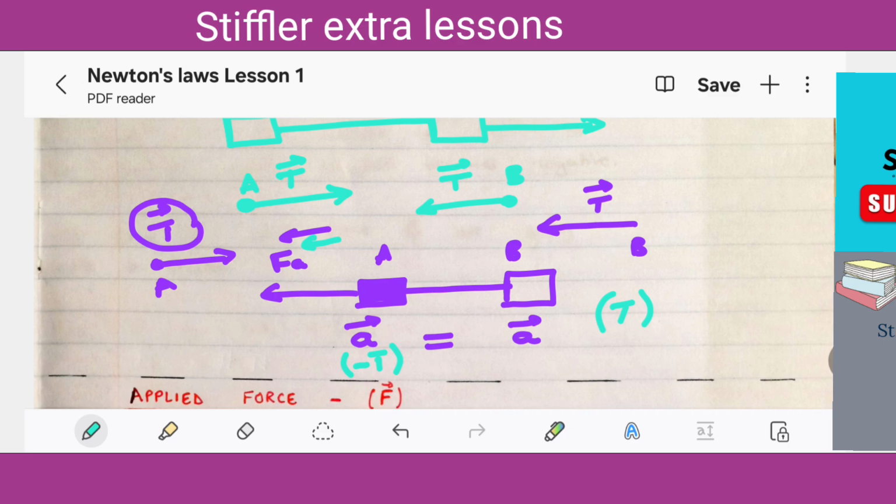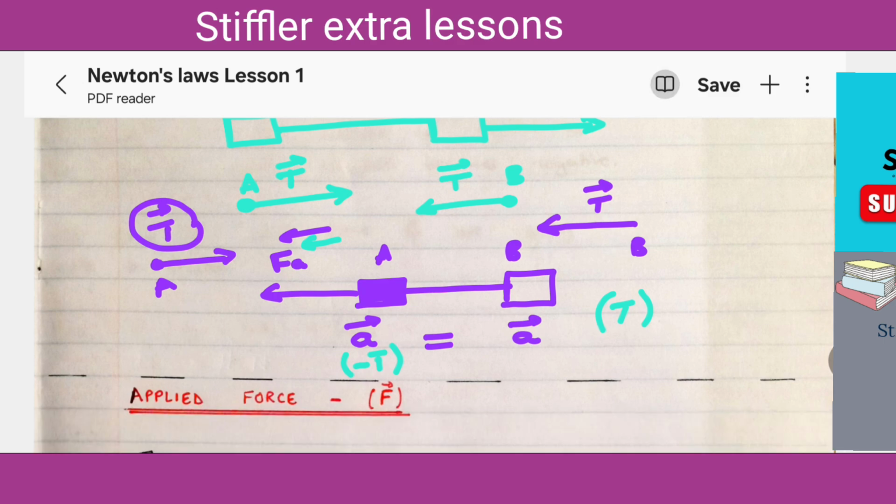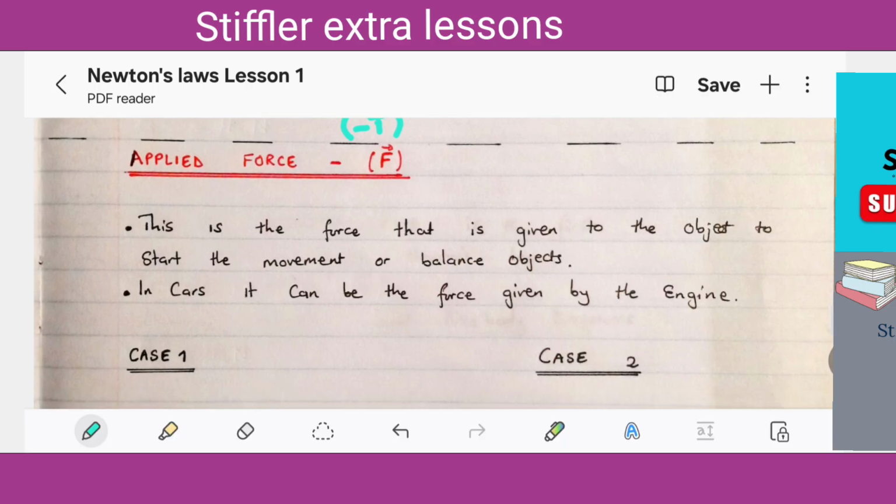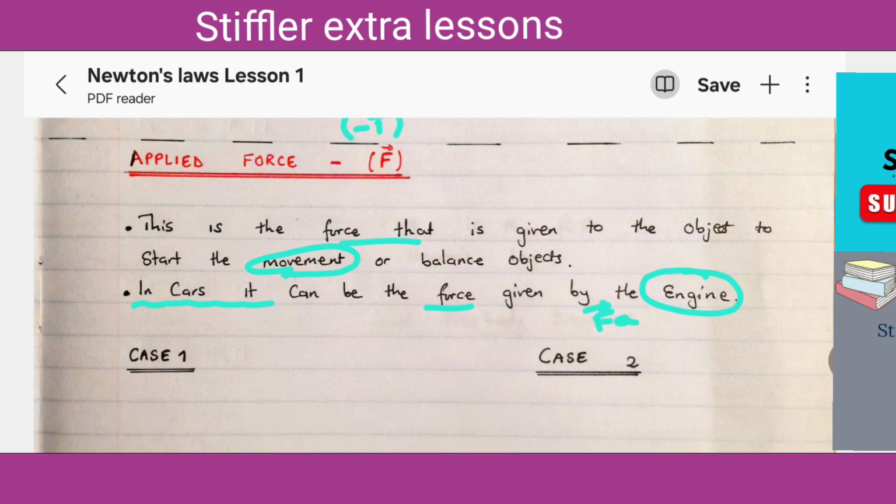Something like that. So let's move on. Let's talk about the applied force. So now, what is the applied force? This is the force that is given to the object to start the movement or to cause the object to accelerate, right? In cars or in machineries, this force is given by the engine. So the engine gives the force applied. So that is the force applied.